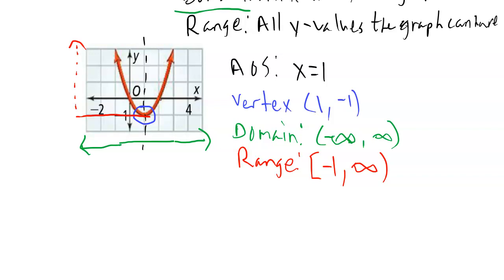So make sure you have those 4 definitions down and you remember what they are. We have our axis of symmetry, we have our vertex, we have our domain, and we have our range.